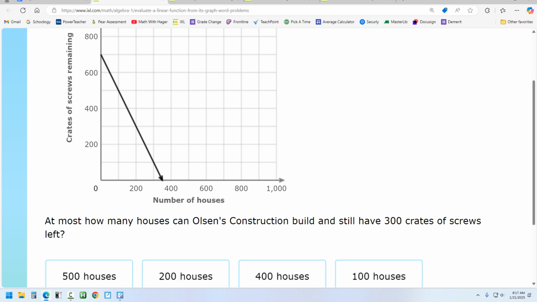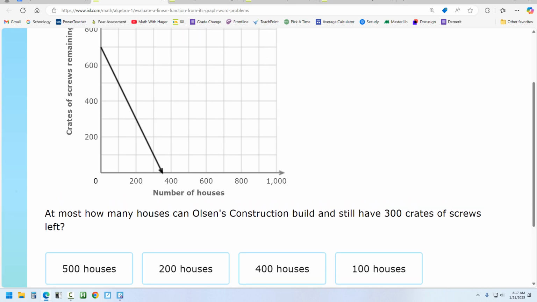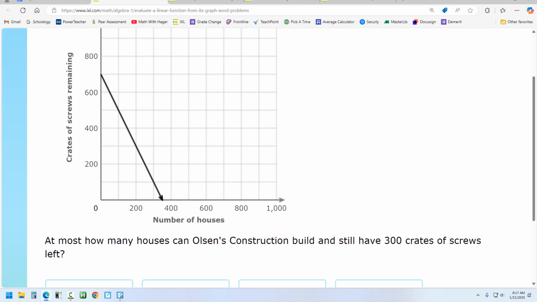So Soleil, how many crates of screws would they have left? Or, I'm sorry, how many houses can they build if they have 300 crates of screws left? So we want to go to 300 and then go over to the line and then see how many houses they would have had to build to only have 300 crates of screws left.